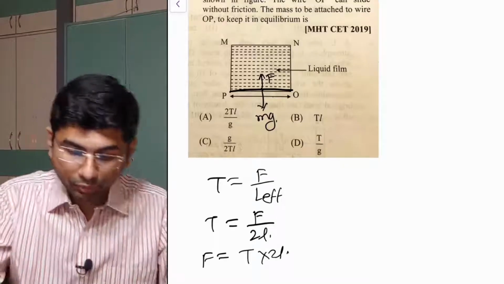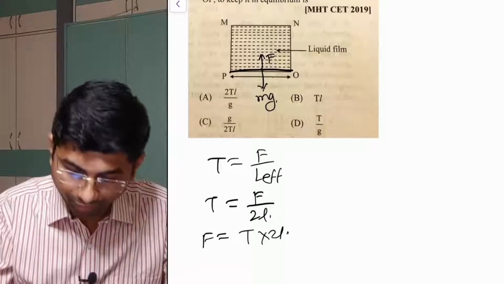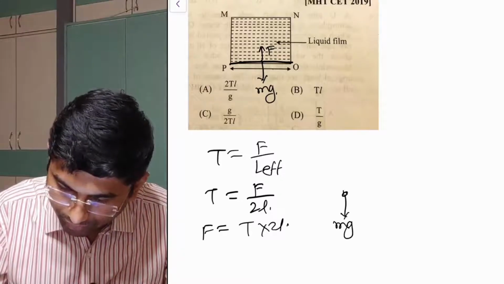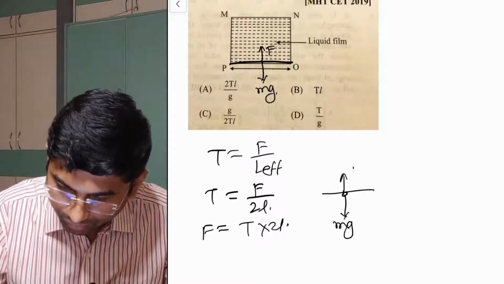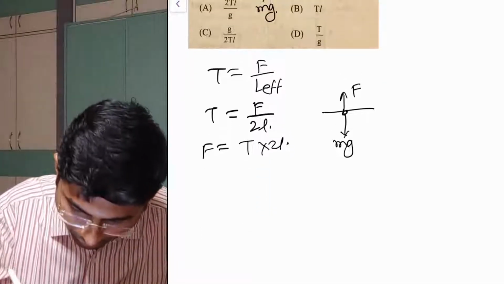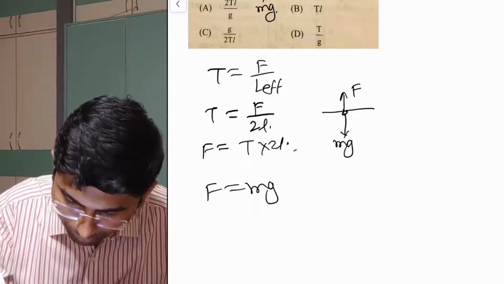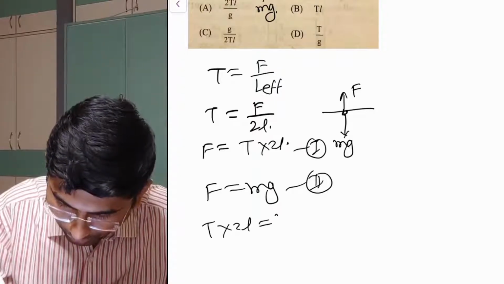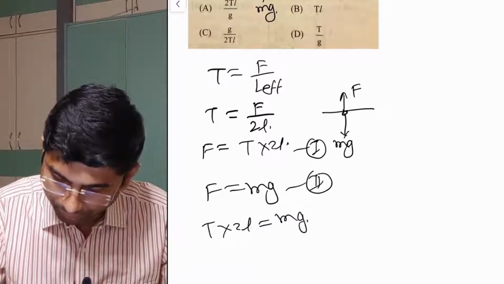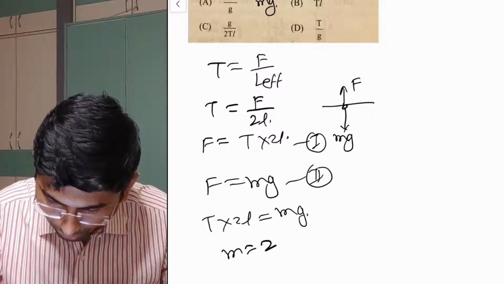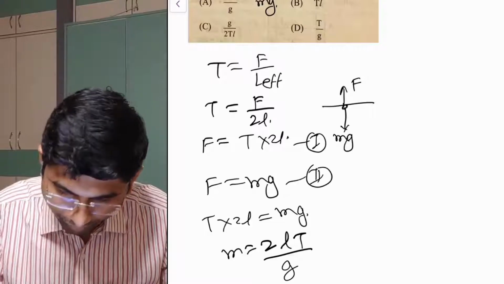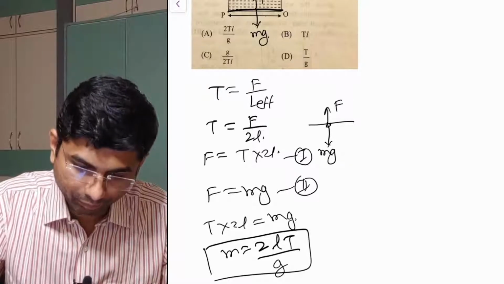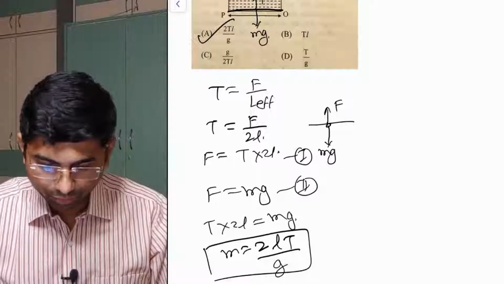Now this force F, which is upward, has to be balanced with mg. If I see the free body diagram here, there is force mg acting on this rod, and above there is force F. Therefore F is equal to mg, and from both equation 1 and equation 2, I can just compare. T into twice L is equal to m into g. They are asking us the value of m. Therefore m is equal to 2LT upon g. That will be the value of m, so option number A. That's the solution we are looking for.